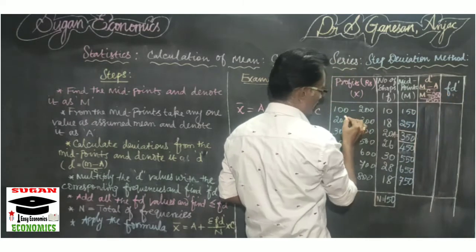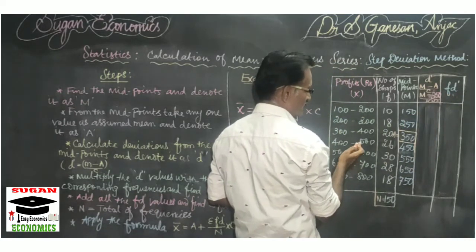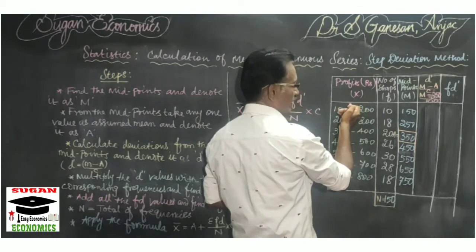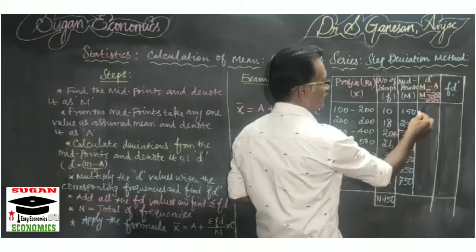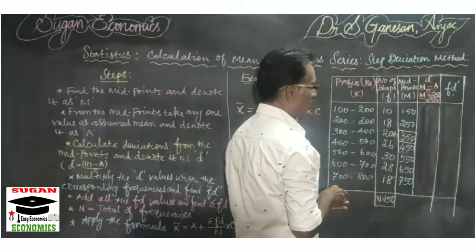Here the class interval is 100. How can you calculate the class interval? From the upper limit you subtract the lower limit, and you will get the class interval. 200 minus 100, that is equal to 100. Okay. So now you have to calculate the d dash value.